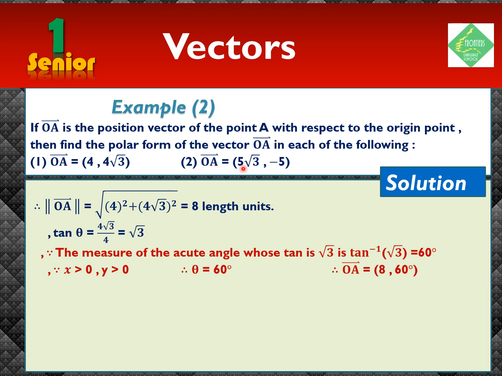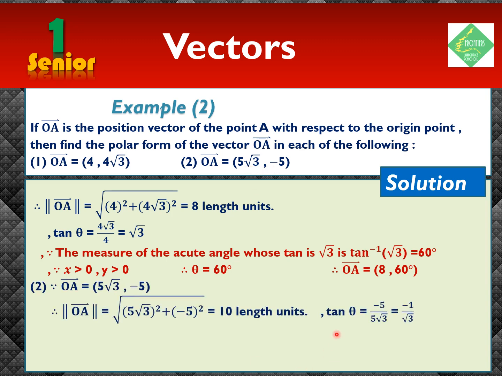Number 2, OA equals 5 root 3 and negative 5. So we are going to calculate the norm, which is root x power 2 plus y power 2. And to calculate the angle, we will use tan theta, which is negative 5 over 5 root 3, y over x. We will get 10 length units as the norm and tan theta equals negative 1 over root 3. Notice carefully an important note. Here x is positive and y is negative, so it is located in the fourth quadrant.